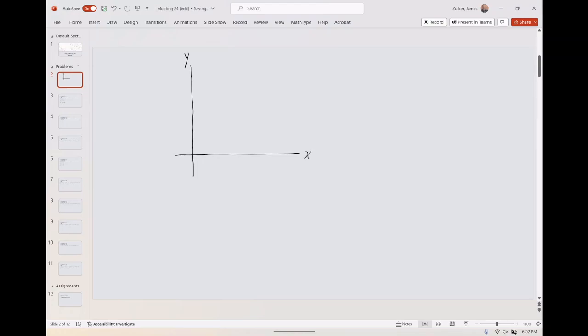So let's say we're given some kind of path. Let's call this our path. And for the sake of argument, we're just going to say we're traversing it in this direction. Doesn't matter.